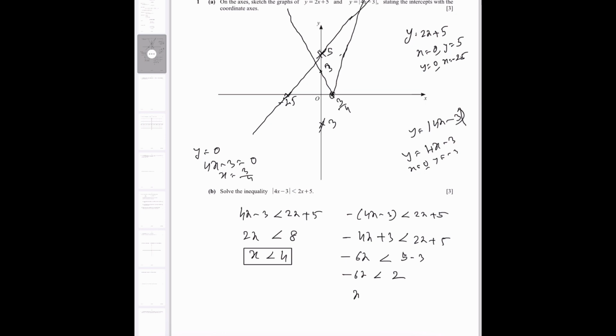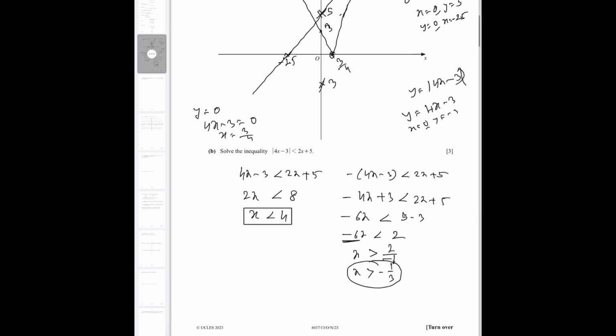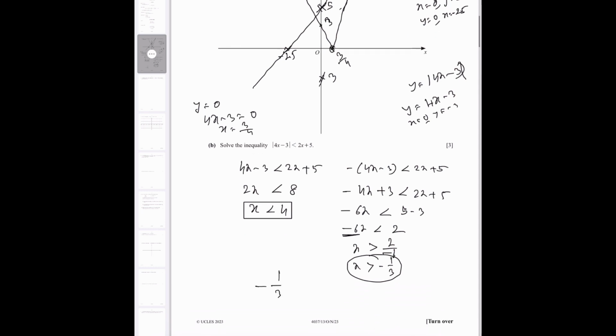Before x is a negative number. If an inequality is divided or multiplied by a negative number, the inequality sign will be reversed: less than will change to greater than. So 2 divided by minus 6, x greater than minus 1 by 3. So our answer is x less than 4 or x greater than minus 1 by 3, and we combine these two inequalities: minus 1 by 3 less than x less than 4. So this is the final answer.